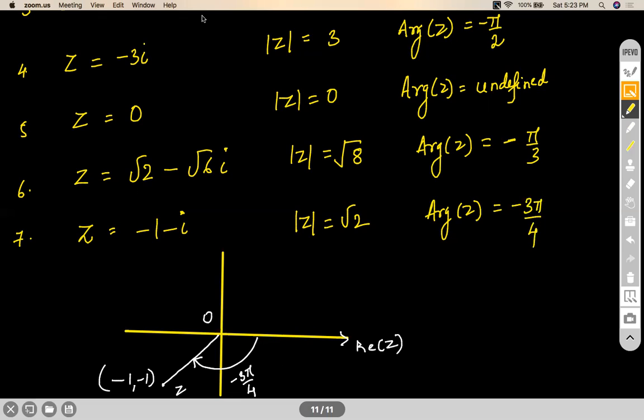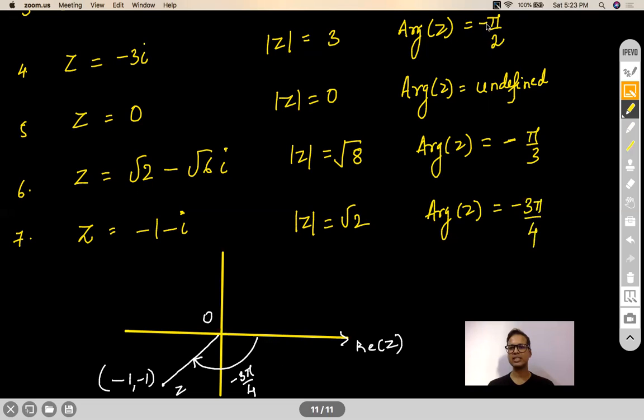Understood, Shreyas? Especially Shreyas, I explained here because I think the network was not that great. Did you get it? Okay.